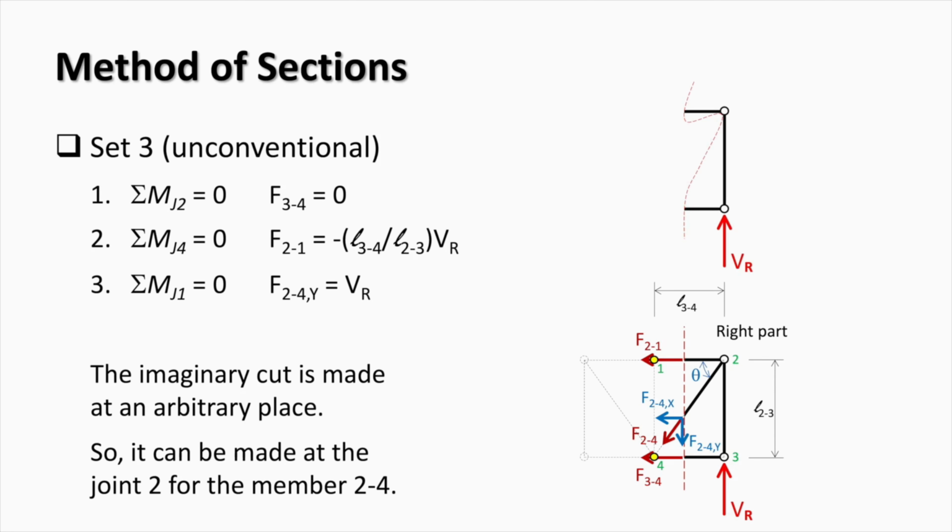The imaginary cut can be made at an arbitrary place and does not have to be a straight line. We assume that it is curved in the way shown in the top right corner and cuts member 24 at joint 2. In this case, force F24 and its components are applied at joint 2. The line of action of the horizontal component intersects joint 1 and only the vertical component rotates around this joint.